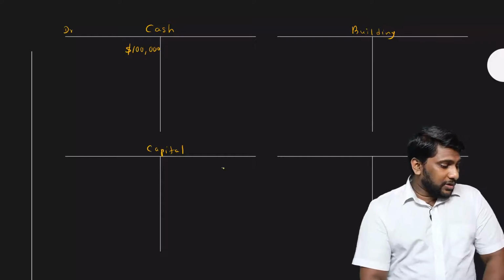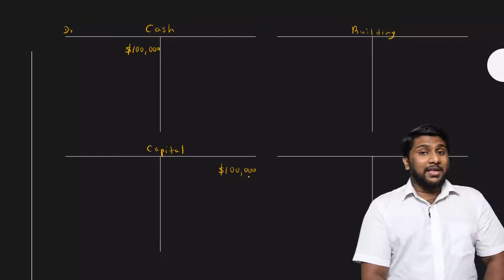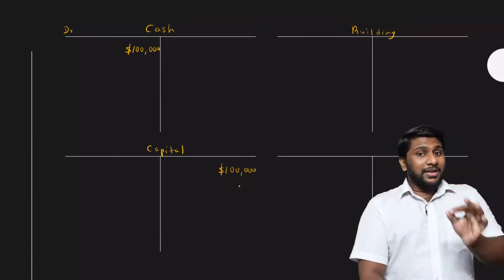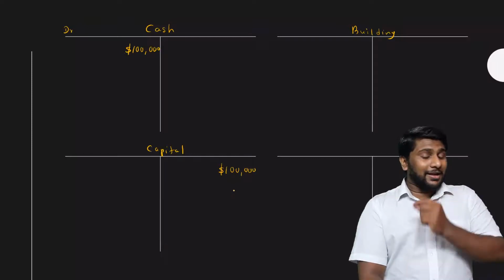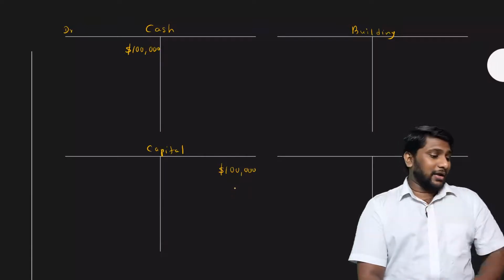So the person who is bringing it in is the owner. Owner's transactions will be there in the capital account. Owner, it is the equity portion. Capital is the equity portion. So your equity increases. It is a credit record.